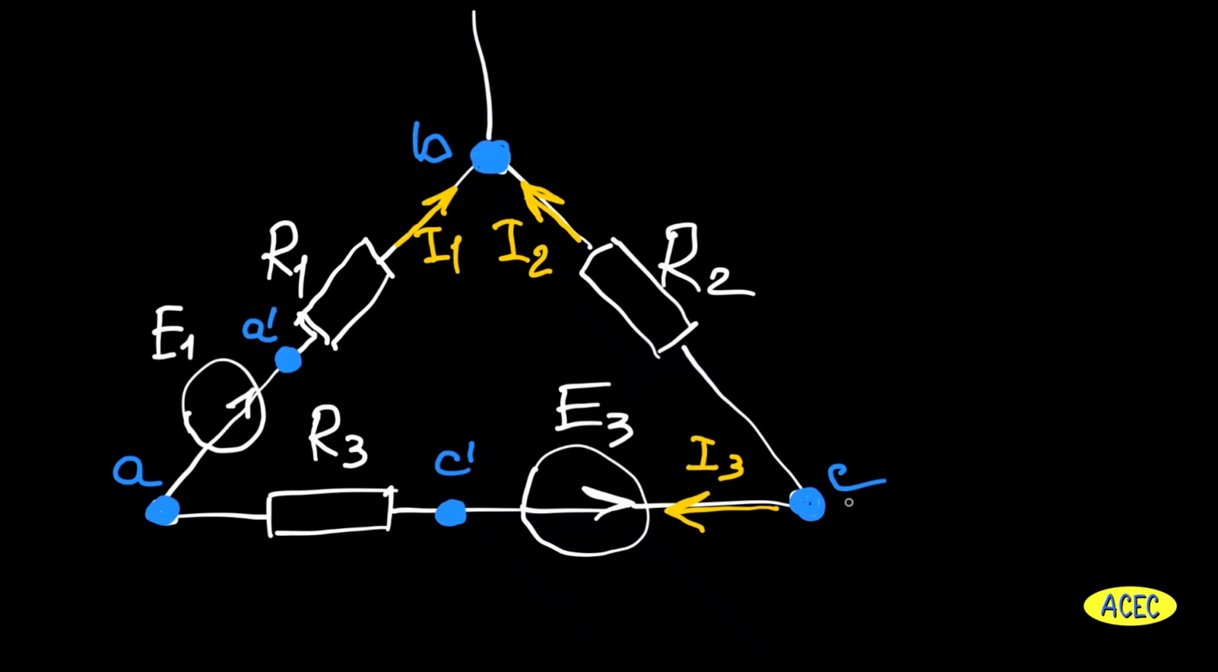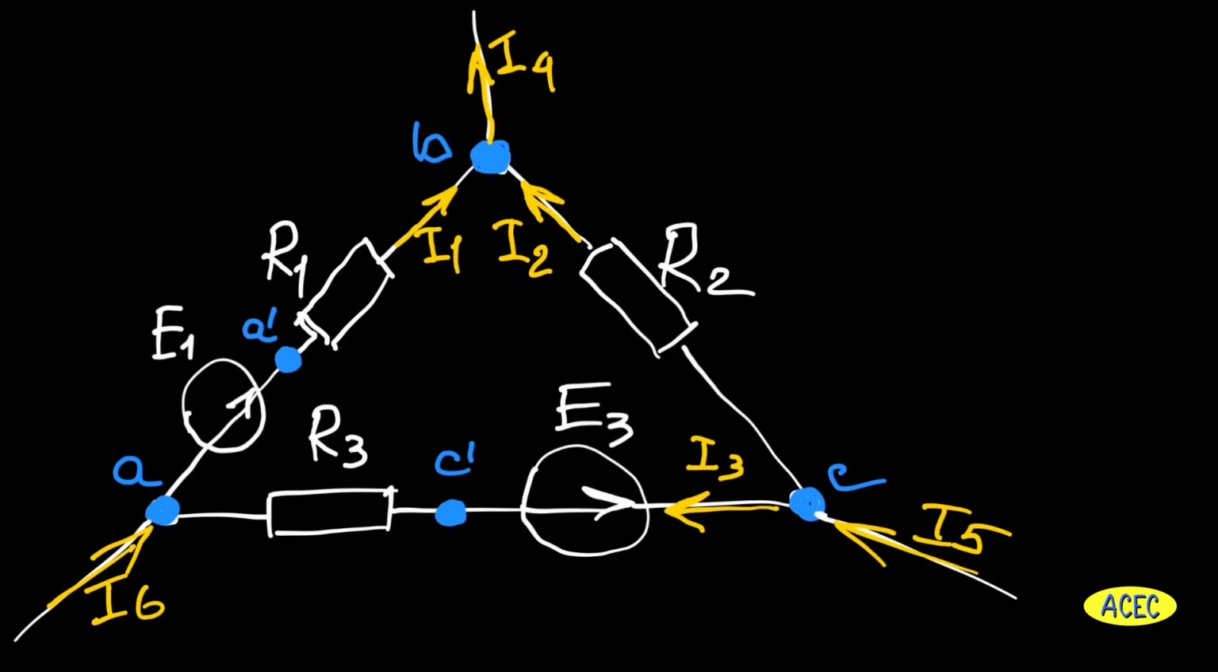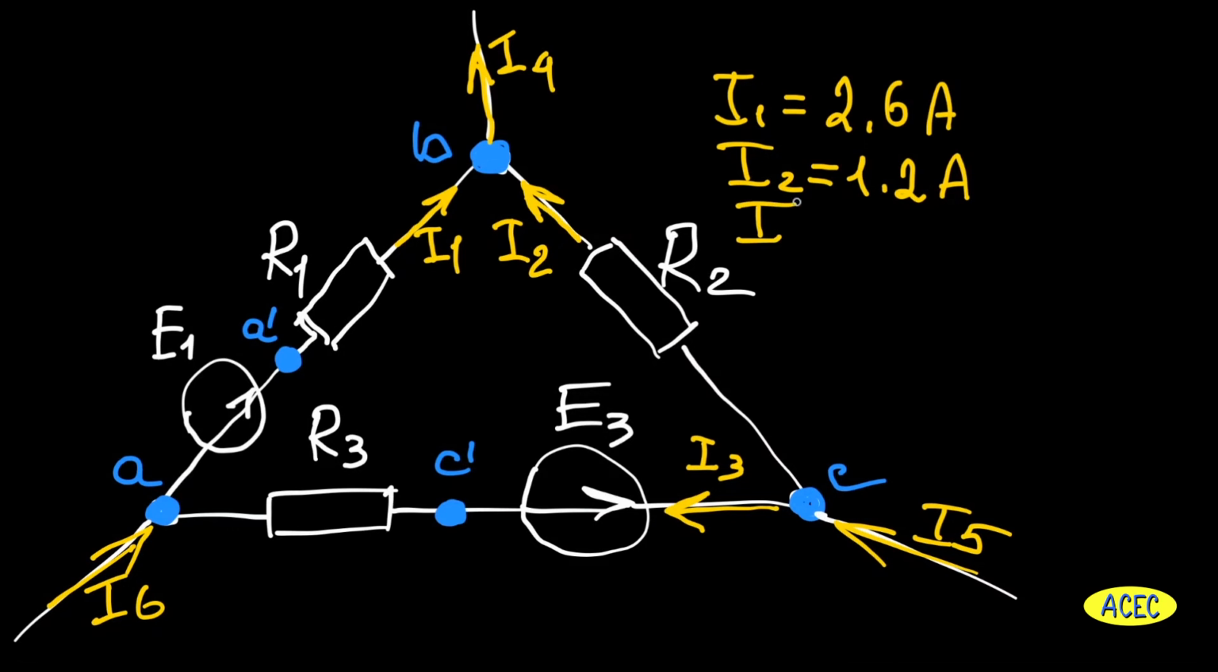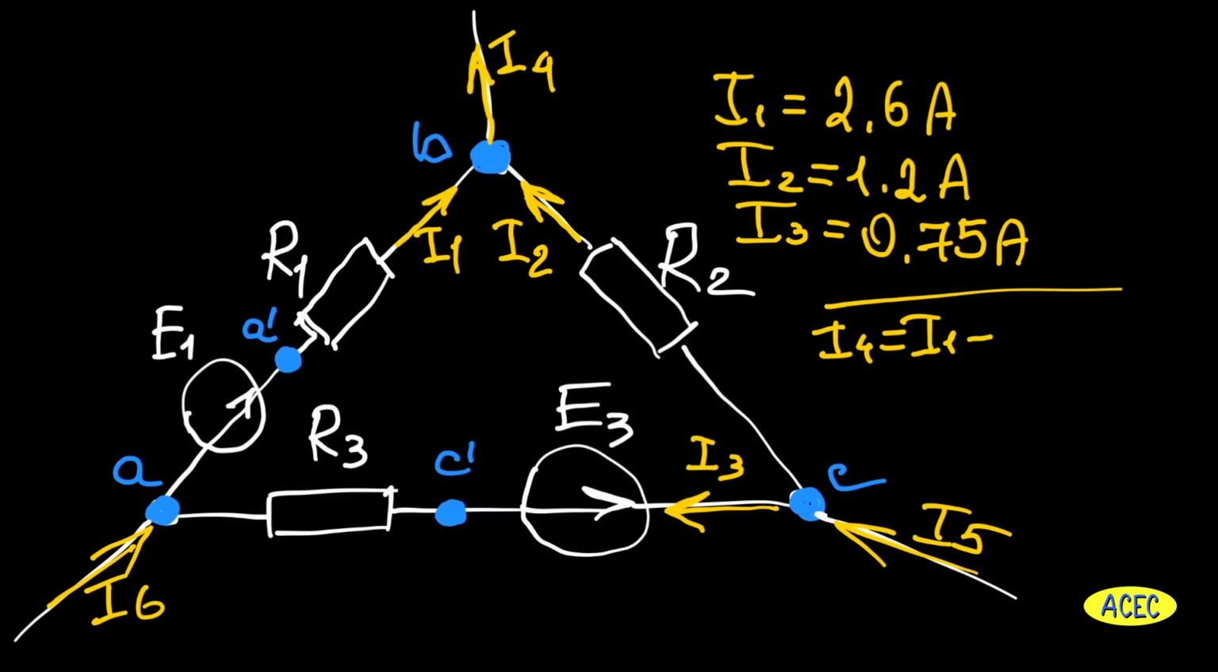Let's just imagine that our circuit is integrated in some larger circuit, in whose branches we have to find respective currents. These currents will be additional currents I4, I5 and I6. We remember that I1 is 2.6 amps, I2 is 1.2 amps, I3 is 0.75 amps. Let's use first Kirchhoff's law to find additional currents. Current I4 is I1 plus I2. Current I5 is I2 plus I3.